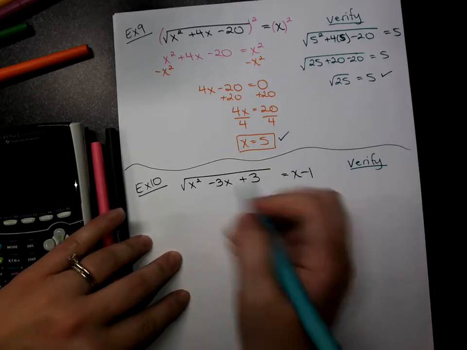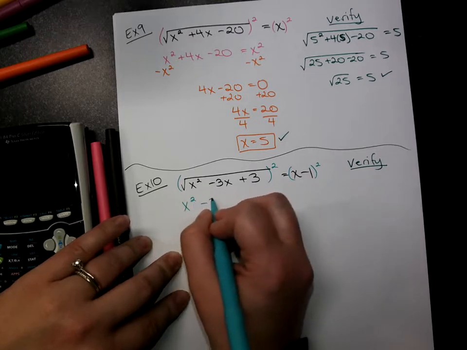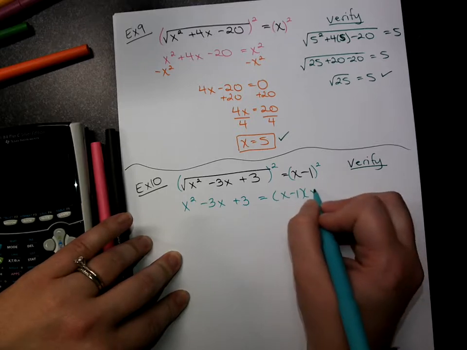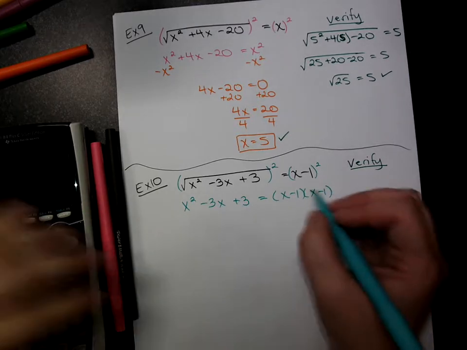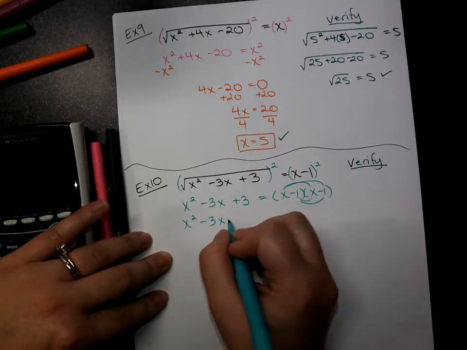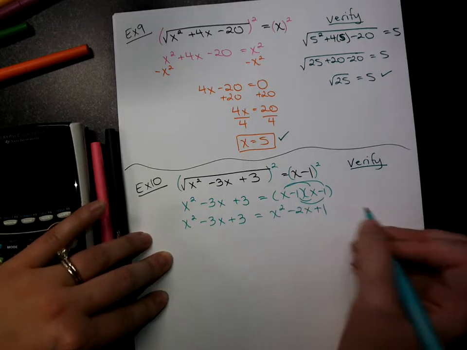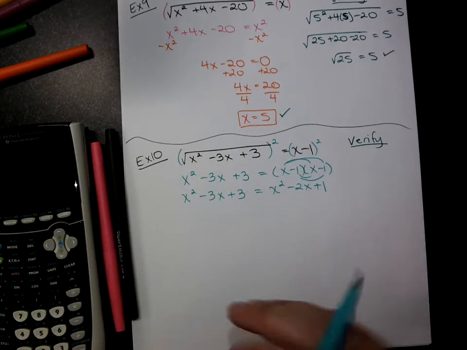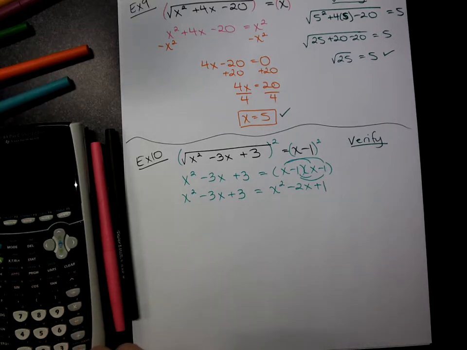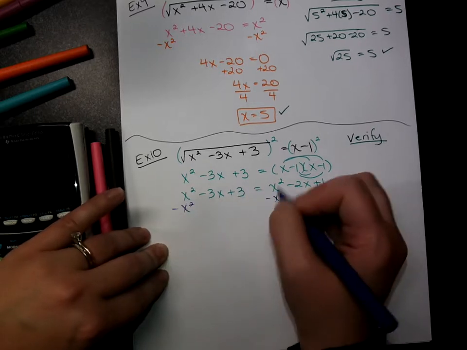The radical is already isolated, so I can square both sides. That's x squared minus 3x plus 3 equals, now x minus 1 squared is x minus 1 times x minus 1. So we have to work that out. So that gives us x squared minus 3x plus 3 equals, this should be x squared minus 2x plus 1 when you're done. Now again, we have x squared on either side, and if they're the same on both sides, they're going to zero out. So if I subtract x squared from both sides, they are both canceled.